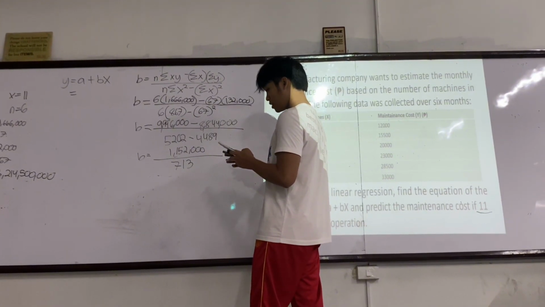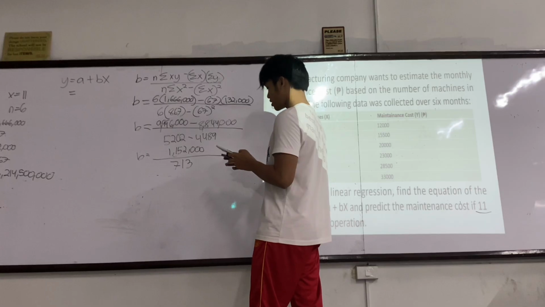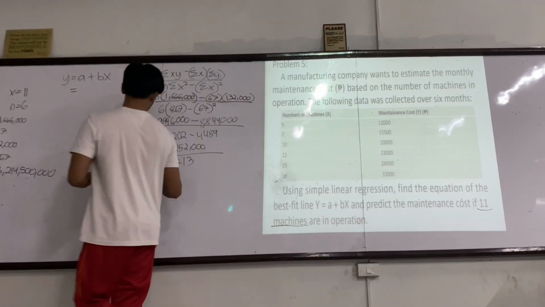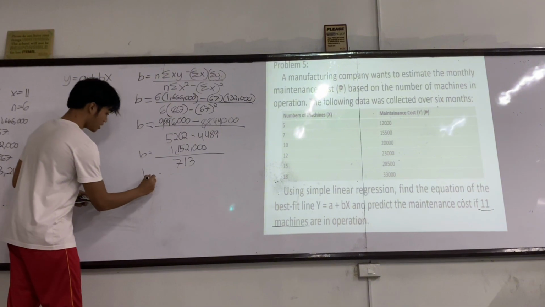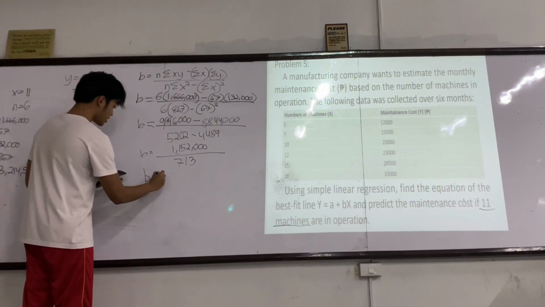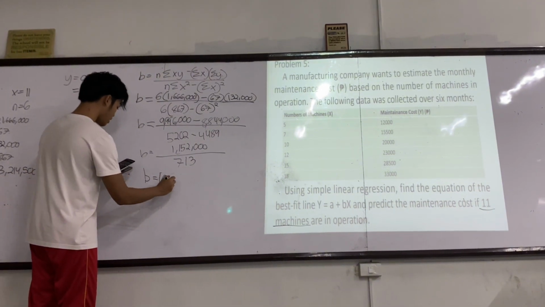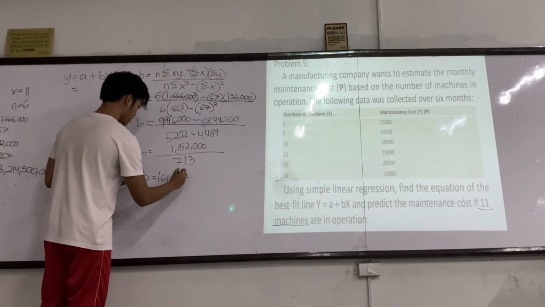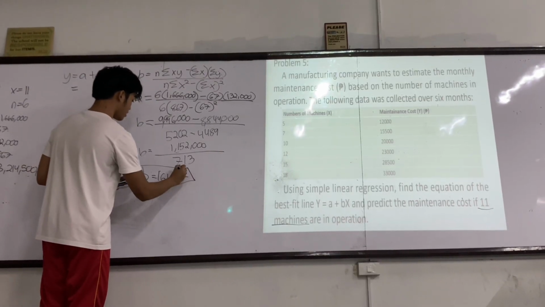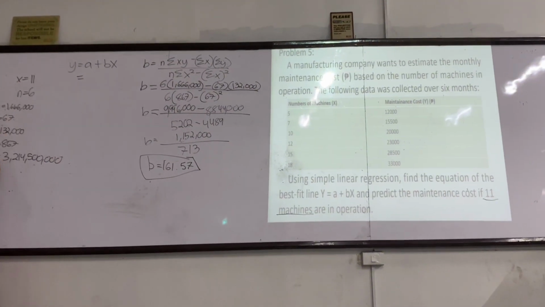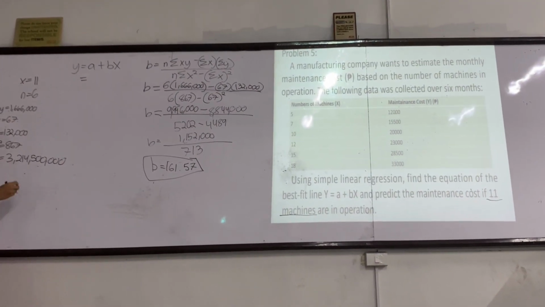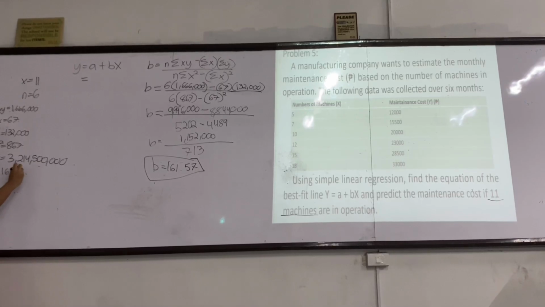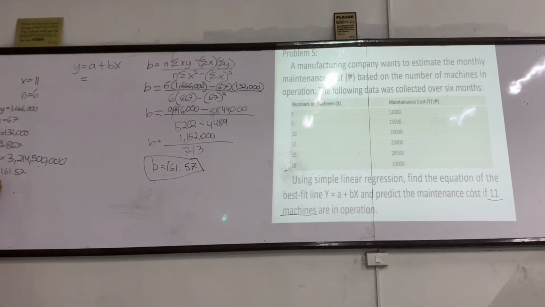1,152,000 divided by 713. So B is equal to 161.57. So this is the B. That's right, this is the B. B is equal to 161.57.